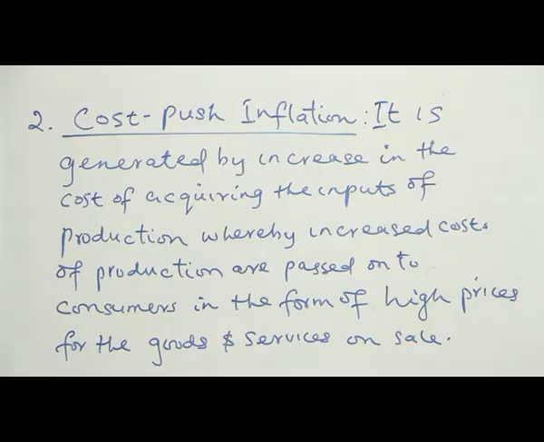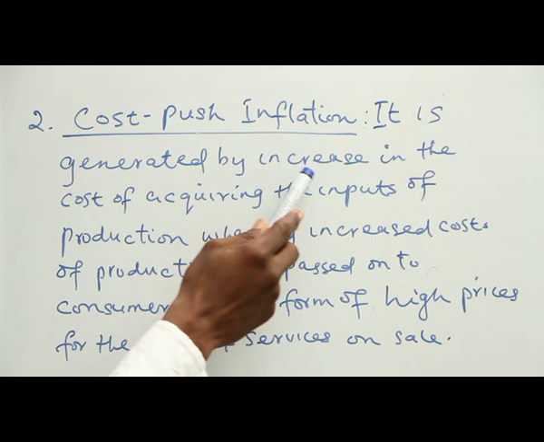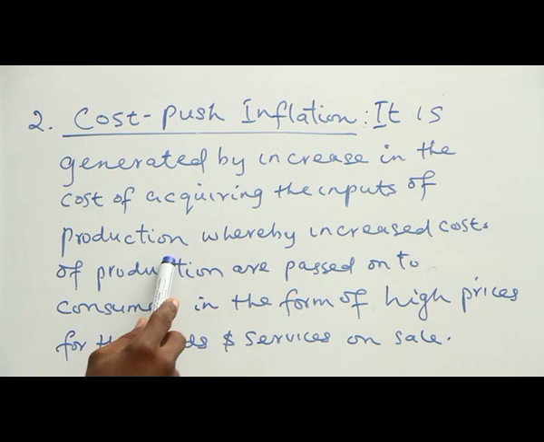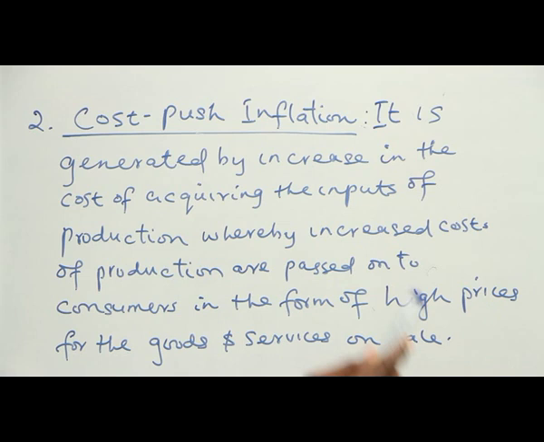Number two, cost push inflation. We are looking at this from the angle of cost of production. That is, it is generated by an increase in the cost of acquiring the inputs of production. Thereby, increased costs of production are passed on to consumers in the form of high prices for the goods and services on sale. So what we are trying to analyze under cost push inflation is that we trace inflation toward the cost of acquiring raw materials, particularly on the side of labor. If labor is agitating for an increase in wages and salaries, there is no way there won't be an increase in the cost of production, because wages and salaries are part of the cost of production.